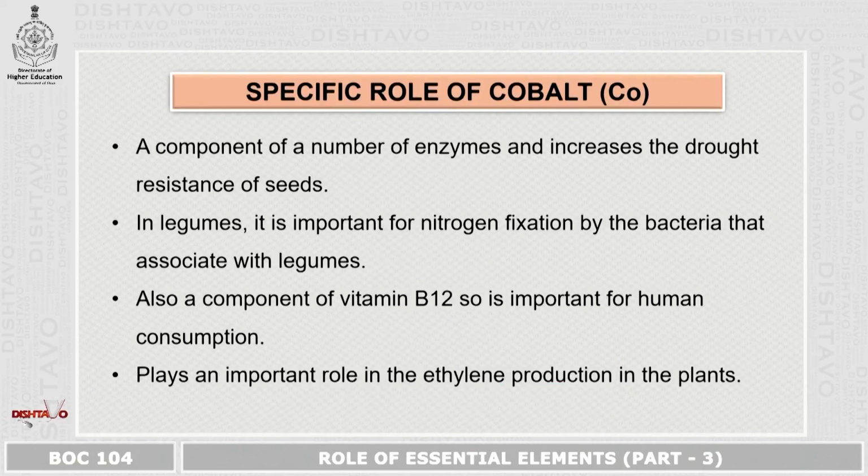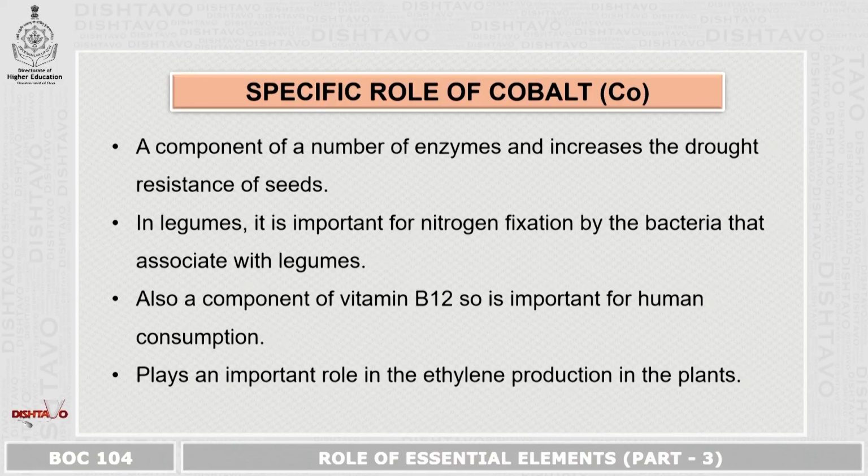Now next, coming to the next micronutrient, that is cobalt. The specific role of cobalt: cobalt is a component of a number of enzymes and increases the drought resistance of seeds. In legumes it is important for nitrogen fixation by the bacteria which are associated with the leguminous plants. It is also a component of vitamin B12, so it is important for human consumption.